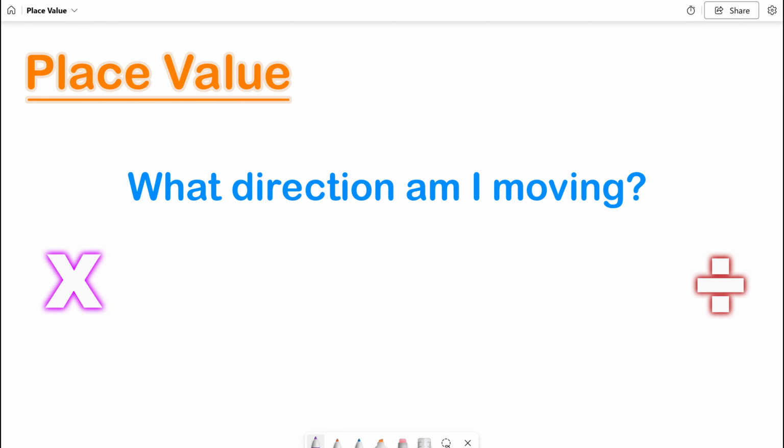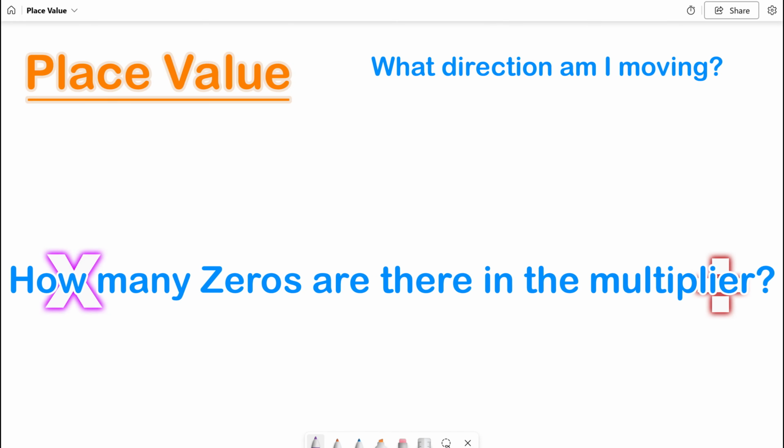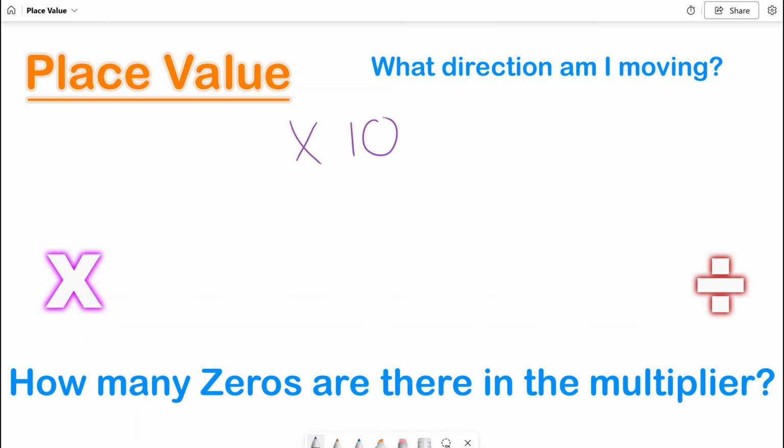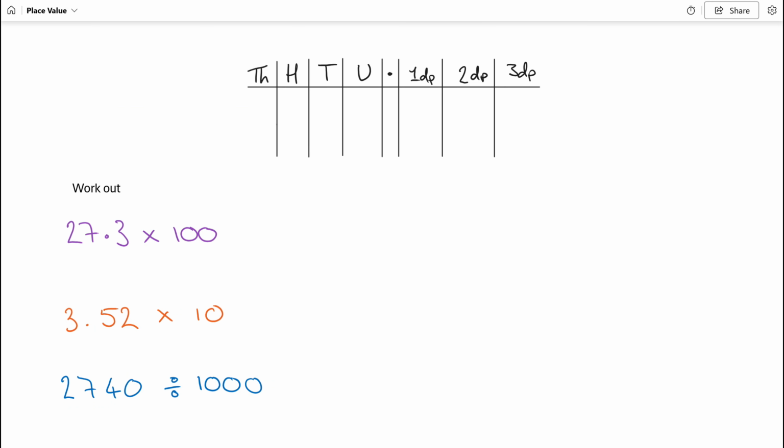Cool. Another thing we need to ask ourselves is how many zeros are there in the number that is being multiplied. So say if we've got times 10, right? We ask ourselves, what direction are we moving, which is defined by the symbol. Times, meaning we're moving to the left. How many zeros in the multiplying number? There's 1. So this means we'll be moving 1 space to the left. Yeah? That's literally it. Okay, so below are 3 examples of place value questions, and we're just going to go through them. Using those questions we just spoke about, we're going to apply it to the question.